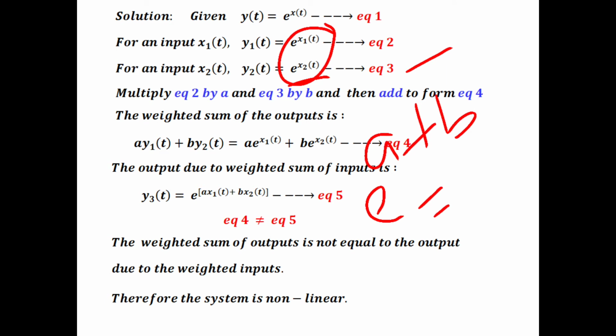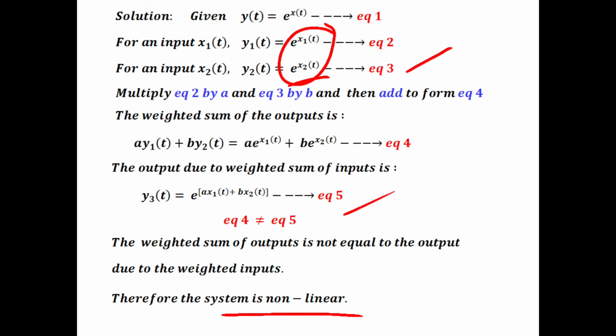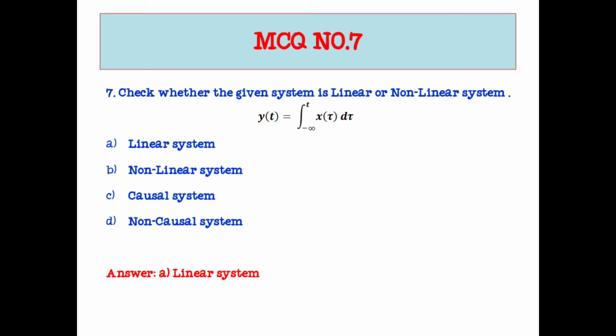So this equation 4 is not equal to equation 5. So the weighted sum of the output is not equal to the output due to the weighted sum of inputs. Therefore the given system is a non-linear system. I hope you understood this problem. This is a very important problem, so write carefully. Check whether the system is linear or non-linear.